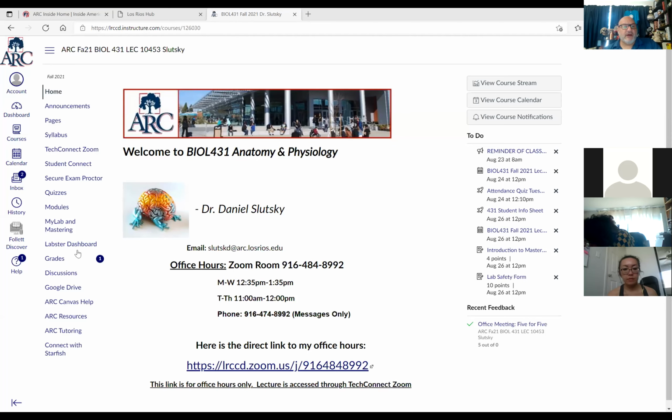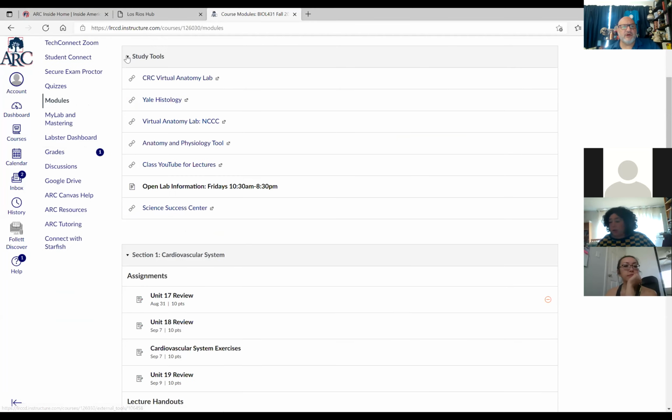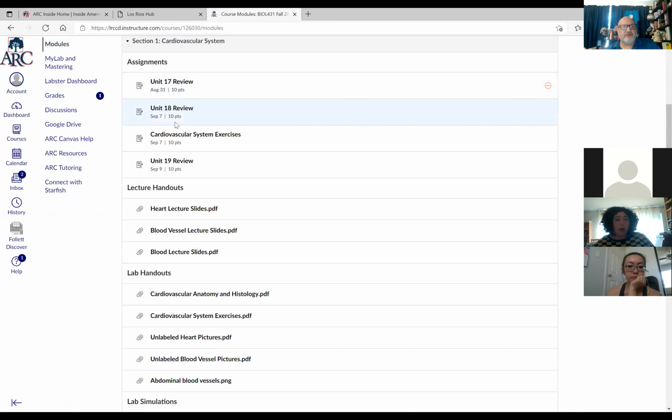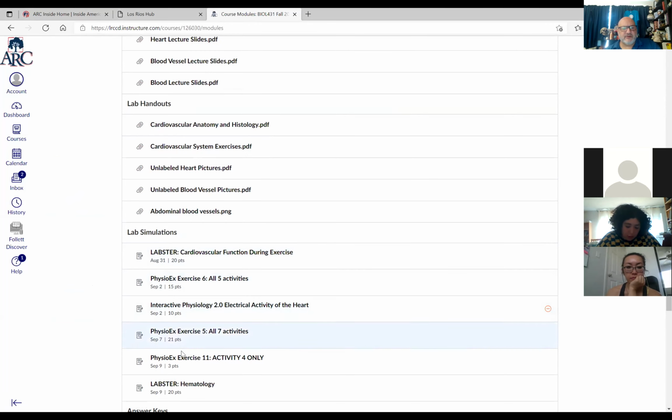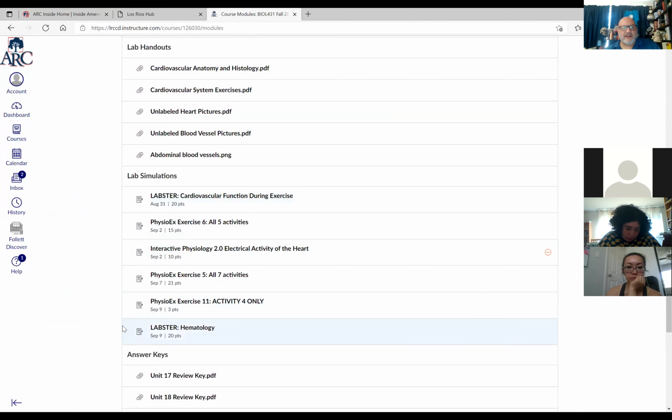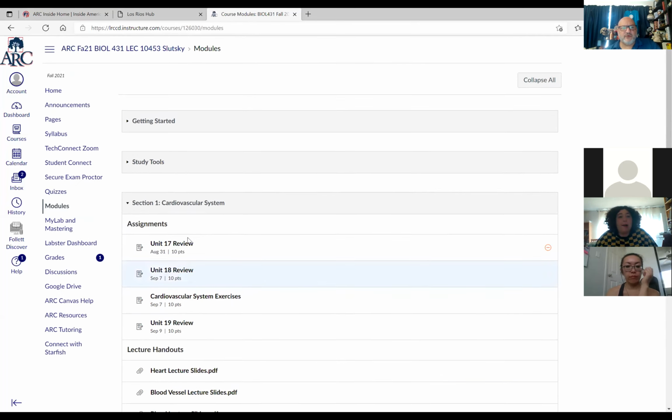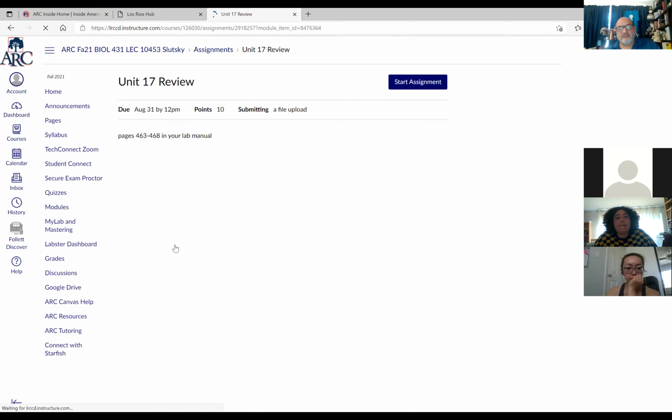So when you are in our Canvas site, when you go to the modules, under the modules you have the assignments and stuff that are going to be due here. Notice this is where you turn in your cardiovascular exercise. And here in the lab handouts is where your cardiovascular exercise is located as well. Lab simulators are located here as well. So again, all of the activities that you're responsible for, even the unit reviews, which obviously aren't something that are online, but it tells you exactly where to find it.